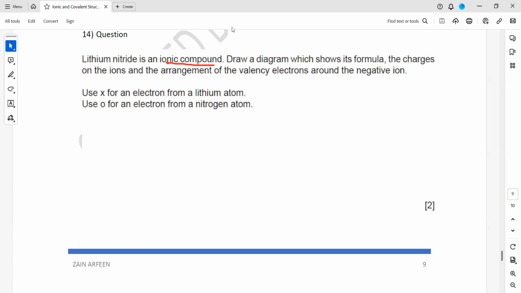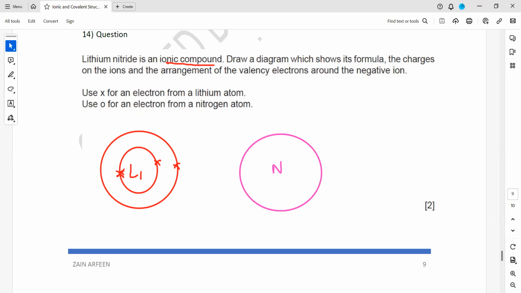So first we have lithium, Li. If you draw one lithium, the electronic configuration for lithium is: the first shell has two electrons, and the second shell has one electron. For nitrogen, we just need the valency electron arrangement, meaning the last shell electrons. So nitrogen's configuration is 2, 5, but we just need the last shell. So we draw the last shell electrons. Valency electrons means electrons in the last shell.